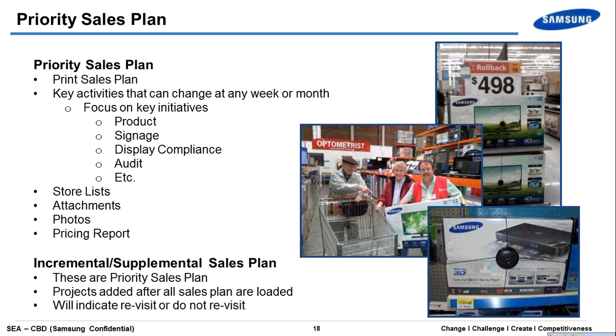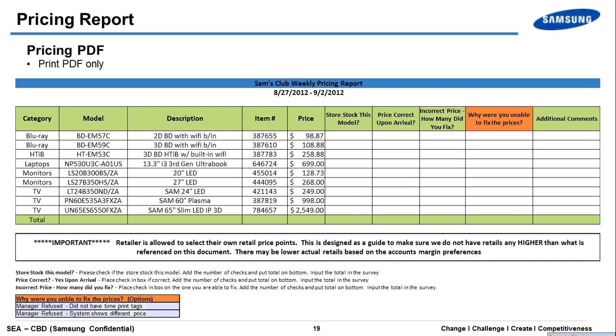Now, incremental and supplemental plans are projects that are loaded after the regular plans have been loaded. And the front page of those projects will either state if it's a revisit, meaning if you've already worked that store for the month, you would need to go back and visit it again, or if it's not a revisit, you would just need to work that store next time you're in there. Don't make a special trip back out there.